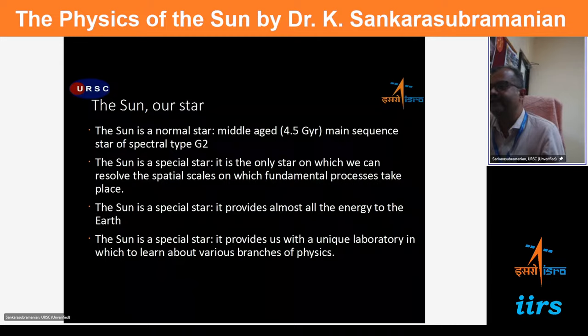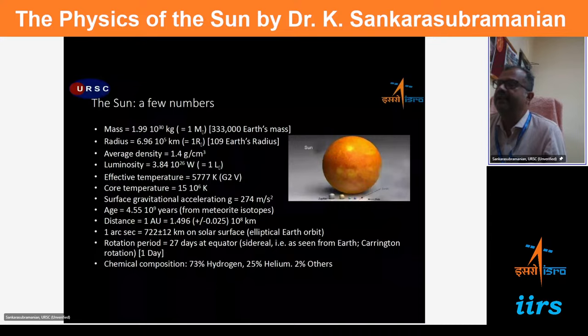Just a few numbers. You don't have to memorize these numbers, but just to give you a hint of what they are about, the mass of the Sun is about 10 to the power 30 kilograms.